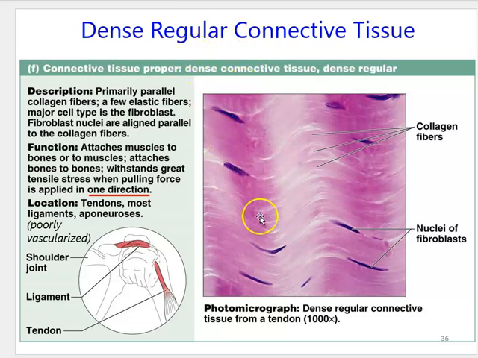Dense regular is easier to see. It looks organized. Even though these are wavy, they are parallel to each other. And there are cells, the fibroblasts or fibrocytes, in between the collagen fibers, so they're kind of excluded by the collagen fibers. So this would be in a tendon or a ligament.